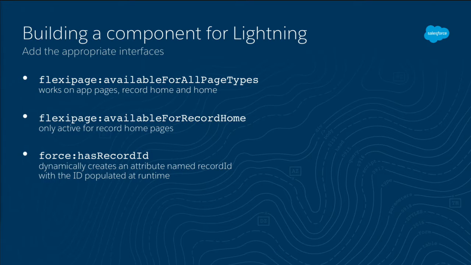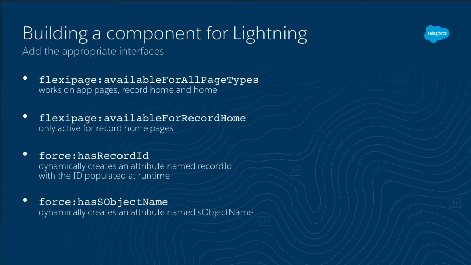And then lastly, we also have one that's called Force has S object name. And so a little bit more generically than has record ID, this would be a way, if all you want to know is am I on an opportunity page or am I on an account page, that you can get back the name of the object that you're on. So that'll pass that information into you there.